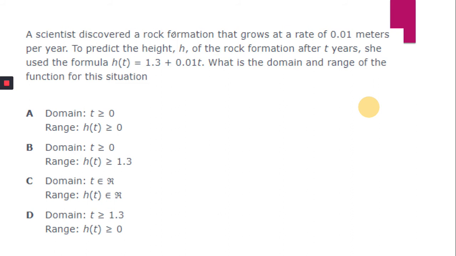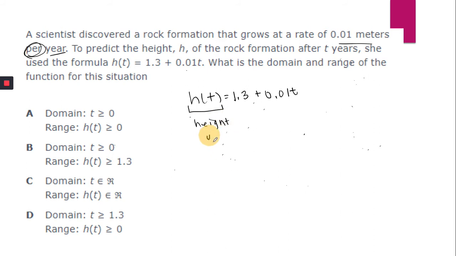A scientist discovered a rock formation that grows at a rate of 0.1 meters per year. To predict the height of the rock formation after T years, she used the formula H of T equals 1.3 plus 0.01 T. What is the domain and range of the function? So it already told us H stands for height. And I showed you in the last slide, this represents y, because it's in the format of y equals mx plus b. And it makes sense.